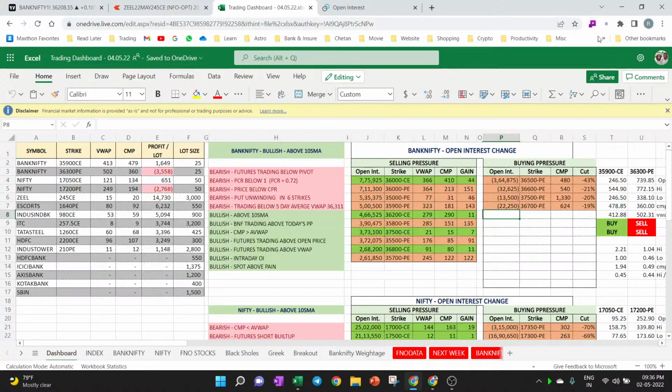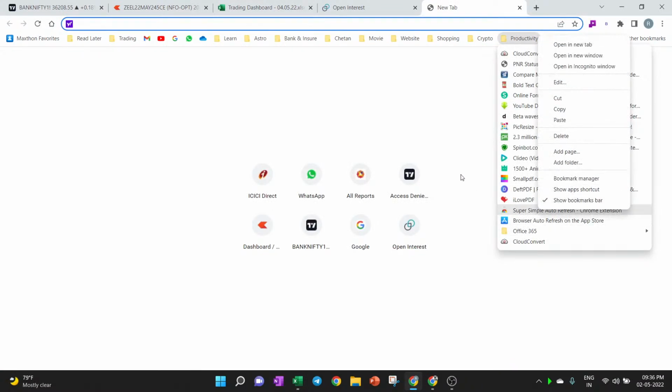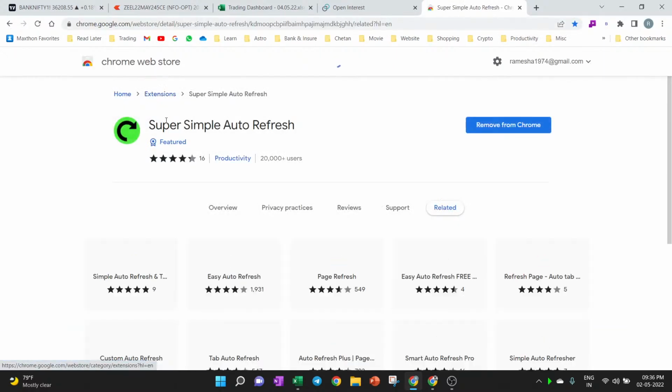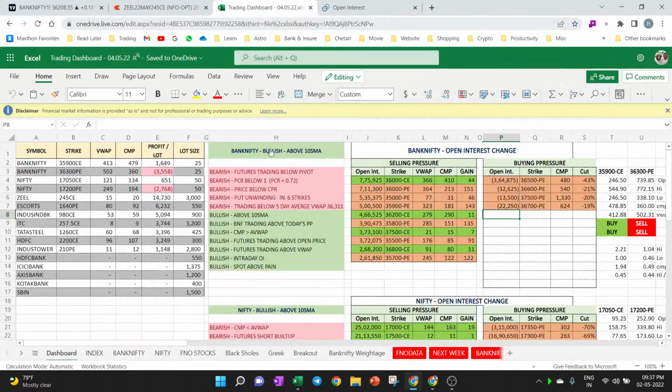So what you need to do is go for this. There is a Chrome extension called Super Simple Auto Refresh. If you just type Super Simple Auto Refresh Chrome extension here, you will get this, then add it to the extension. Here I already added it, so it is showing remove from Chrome. Once you see add, you can see Super Simple Auto Refresh coming here. Once you see that, you have to enable refreshing every 15 seconds.